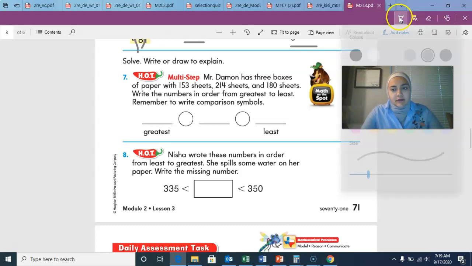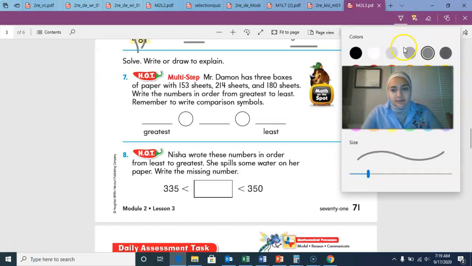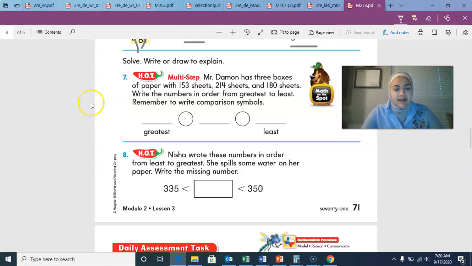Mr. Damon has 3 boxes of paper, with 153 sheets, 214 sheets, and 180 sheets of paper. Write the numbers in order from, oh, they changed it up, from greatest to least, not from least to greatest, from the biggest to the smallest. Remember to write comparison symbols.